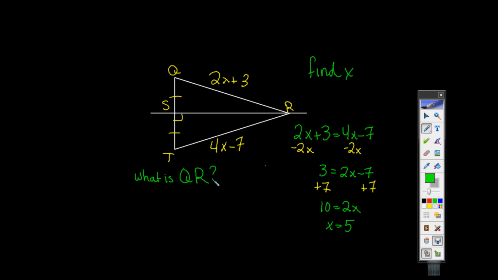I could go further. I could ask you to tell me what is the length of QR. I found x, so now I could easily find QR. QR is 2x plus 3. That's 13, so 2 times 5 plus 3. Means TR is also 13. Which, if you check it, 4 times 5 minus 7, 13.